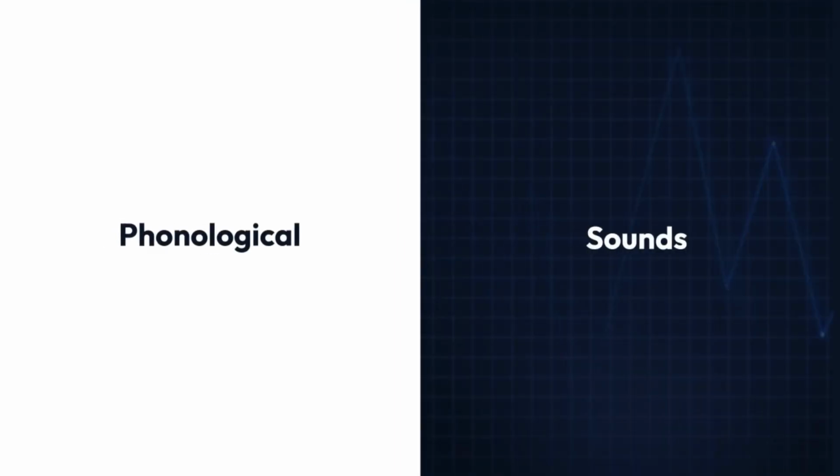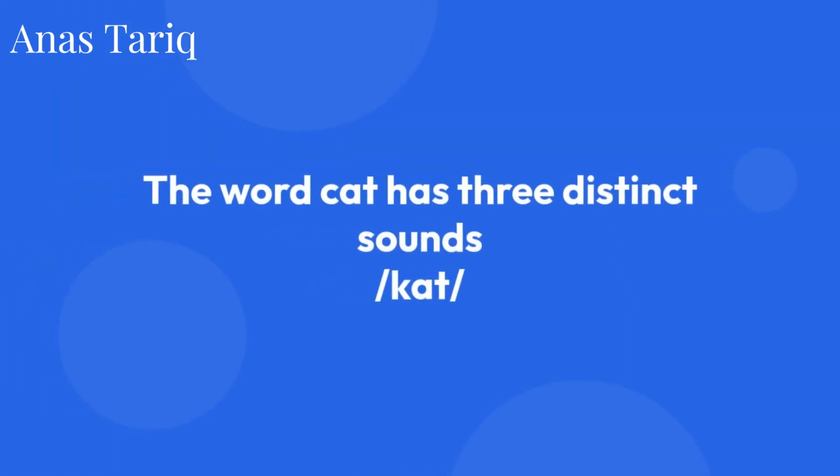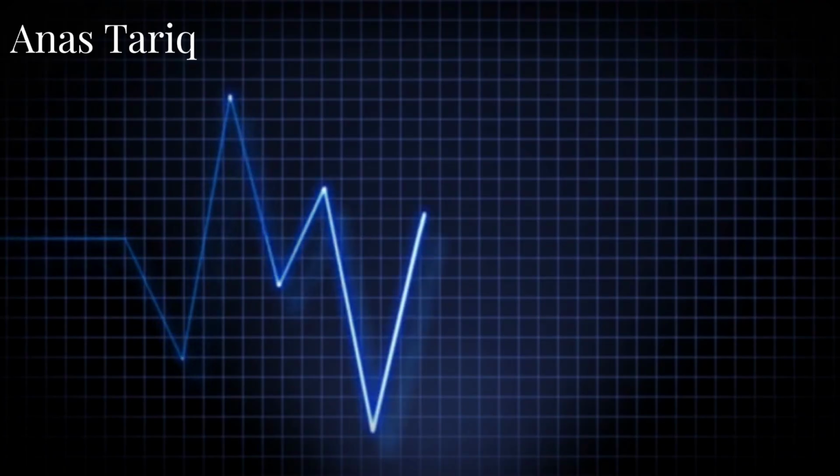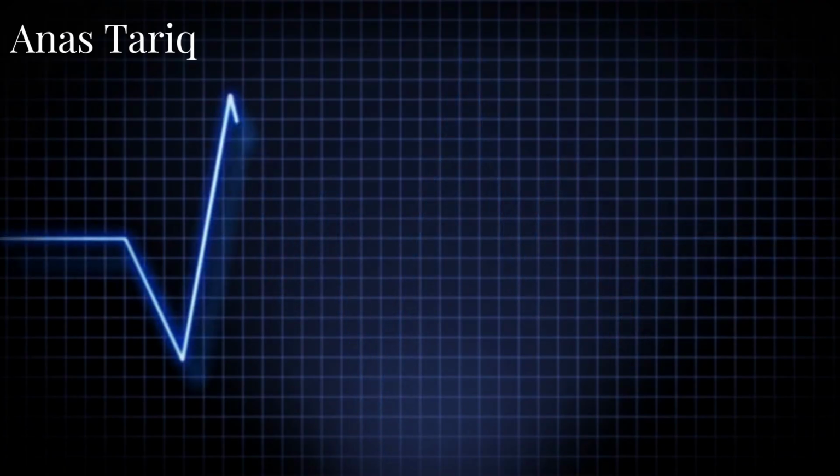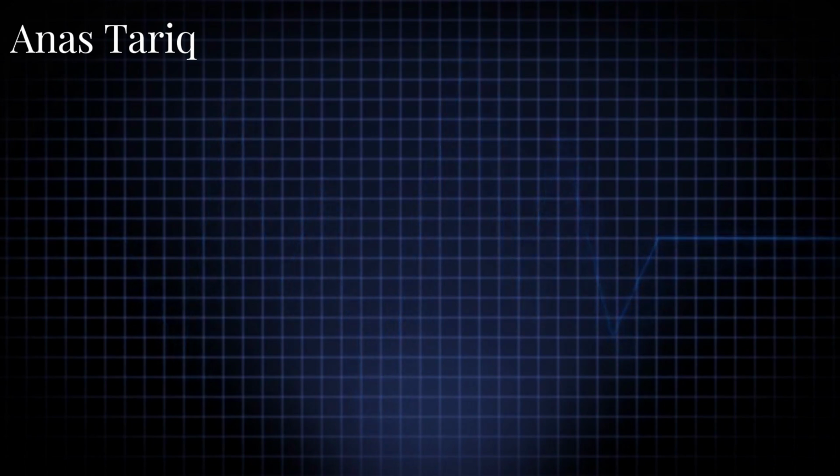At the phonological level, form refers to the sounds of a language. For example, the word cat has three distinct sounds, k, a, and t. The meaning at this level is minimal, as the focus is primarily on sound patterns.